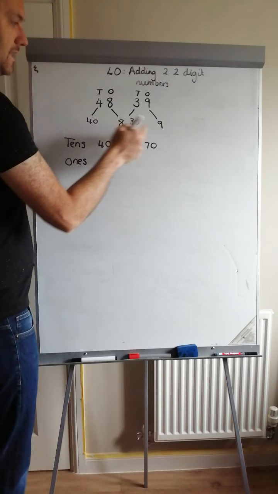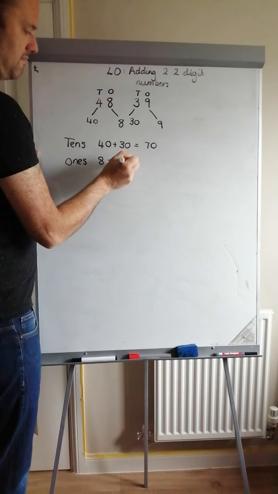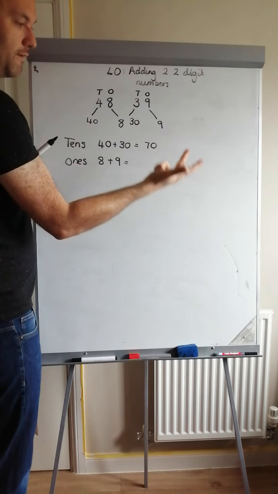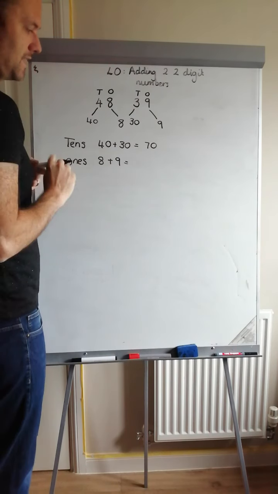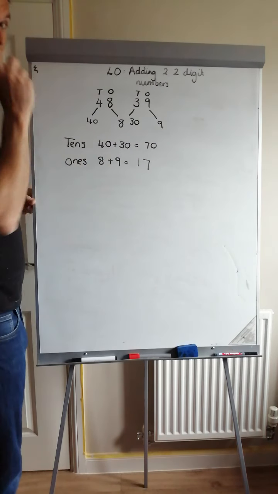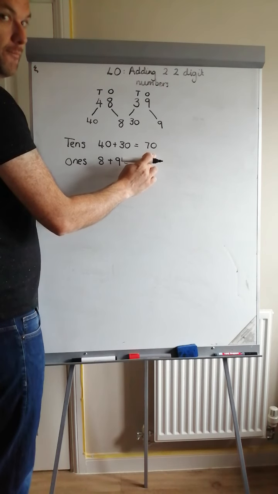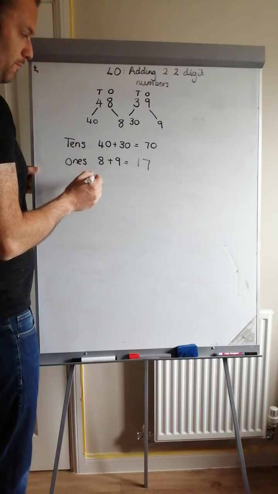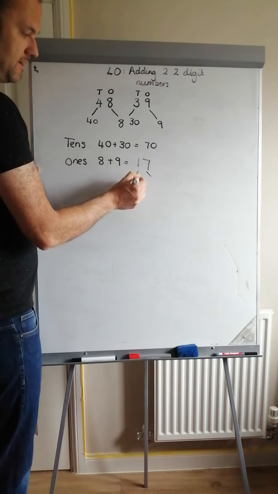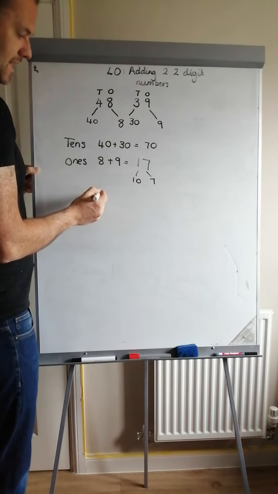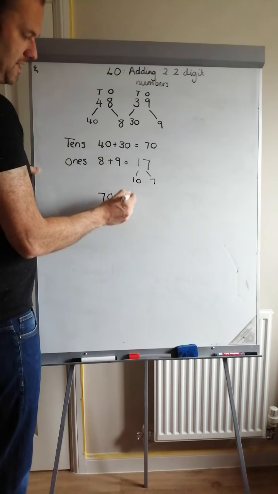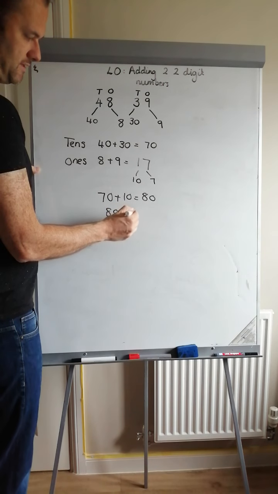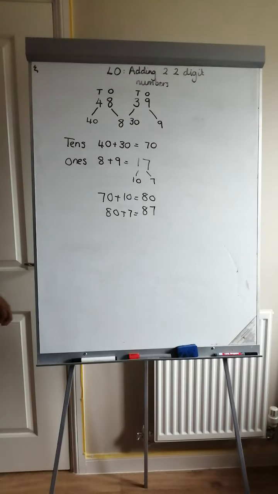Here's the ones, 8 add 9. Okay, put 9 in my head because it's the bigger number, count on 8, so 9, 10, 11, 12, 13, 14, 15, 16, 17. Right. The difference now is we have a tens number and a tens number. So if you think you can do 70 add 17 in your head, go for it. But what you might want to do is partition this one again into 10 and 7, then add the tens again. 70 add 10 equals 80. And then add the 7. 80 add 7 equals 87.